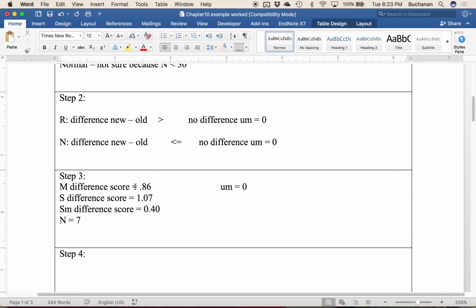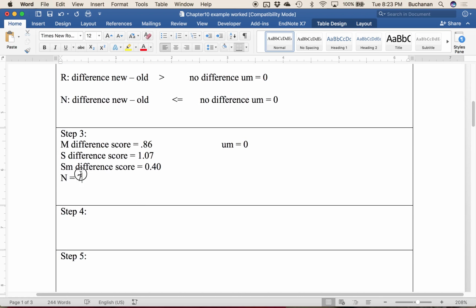Because remember, the calculation for t is going to be the mean difference over standard error. The calculation for Cohen's d is the mean difference over standard deviation. And we need this bad boy for step 4, and we're assuming mu is 0.